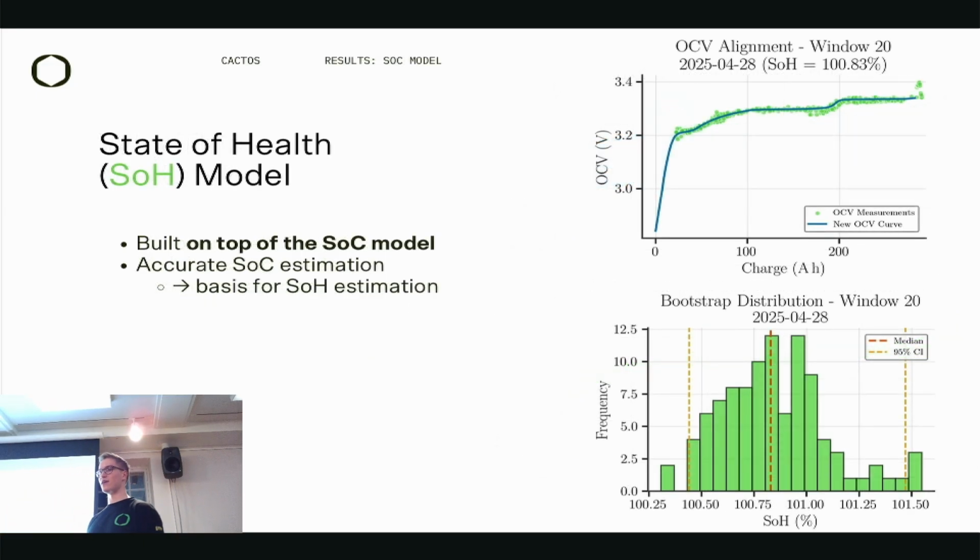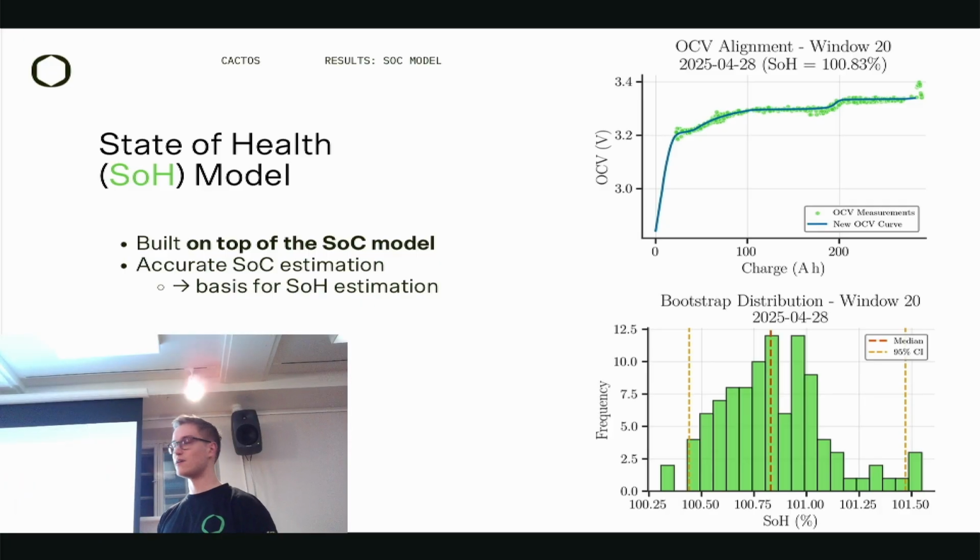This brings us to how the SOC model can be used to build a state of health model to track remaining charge capacity. The basis for creating this model is having an accurate SOC estimator and a framework for analysis like this. On the right, we again see the same curve shape with the points of the estimated voltage. And by looking at these across different sections, one can estimate the state of health, the remaining charge capacity in the cell.